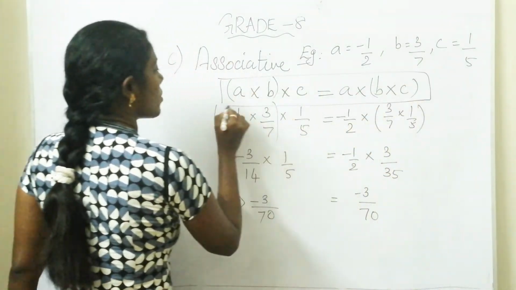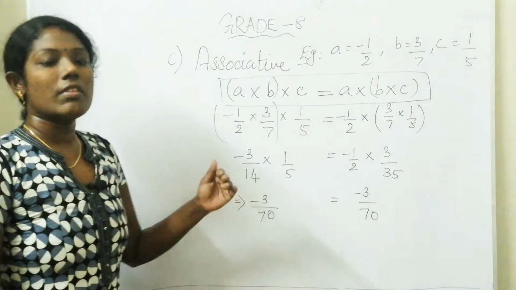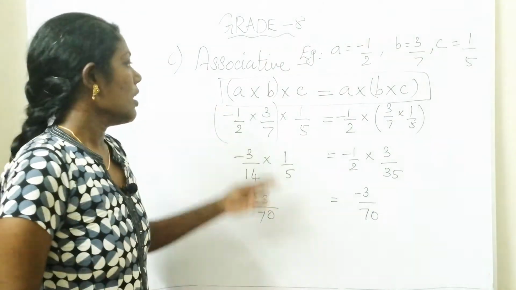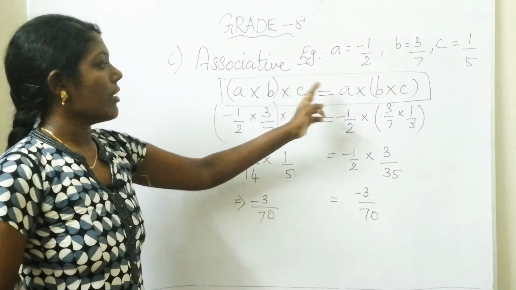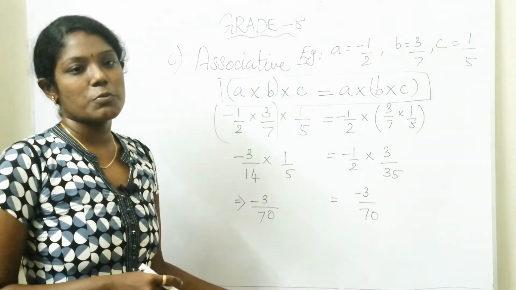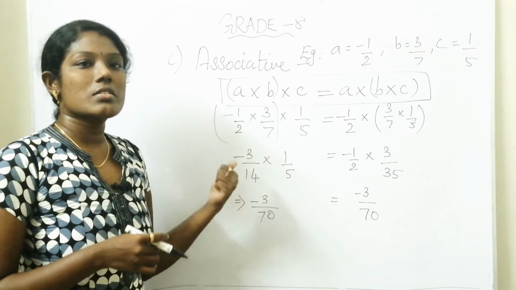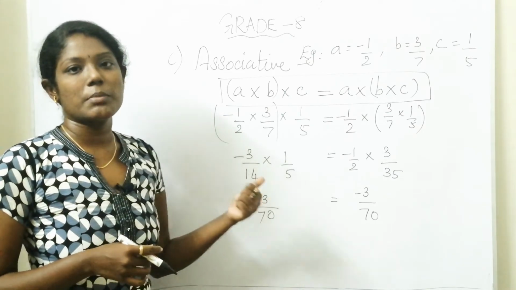So this is associative property. That is, even when I change my grouping, whether I group A and B or I group B and C and multiply with the rest of the number, I get the same answer as my result. So this is called associative property of multiplication.